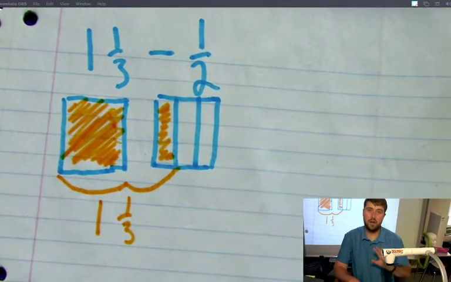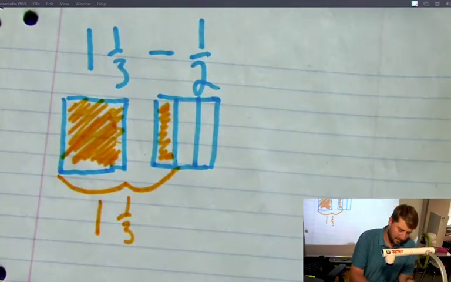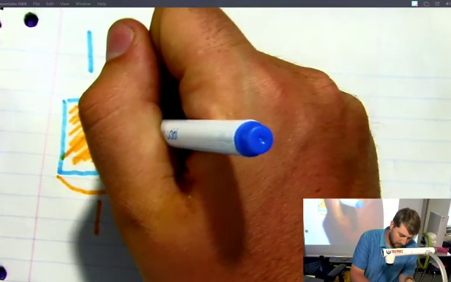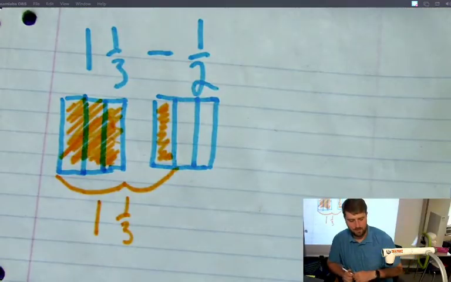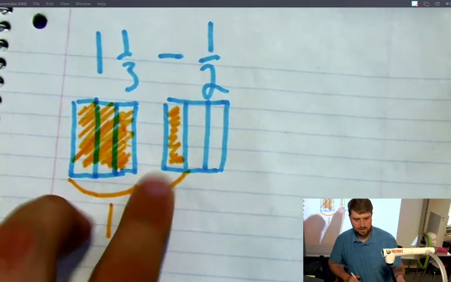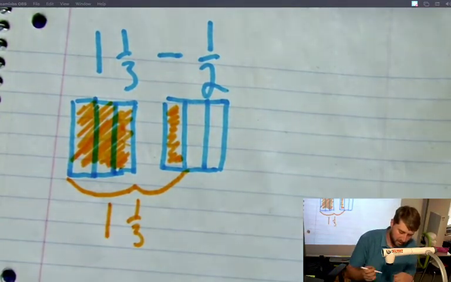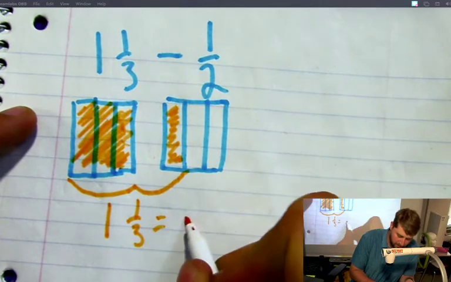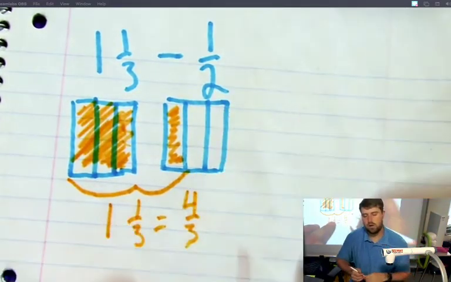But I also know, as I go forward, I'm going to want to separate this whole box into thirds as well. Because in order for us to solve this problem, we're going to need all units like units. So 1 and 1/3 is also equal to how many thirds? So it's 1, 2, 3, 4 parts here, 4 thirds.